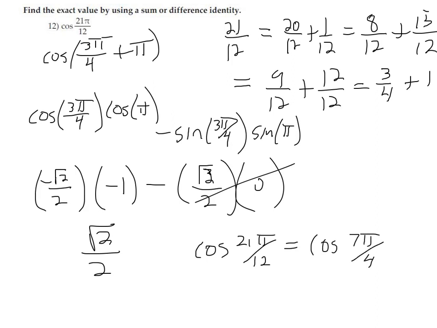Which is a pi-fourths in the fourth quadrant. Cosine of pi-fourths is square root of 2 over 2. Fourth quadrant, cosine is positive. That's why we have the correct answer, square root of 2 over 2. But we did it using an identity. All right, next question.